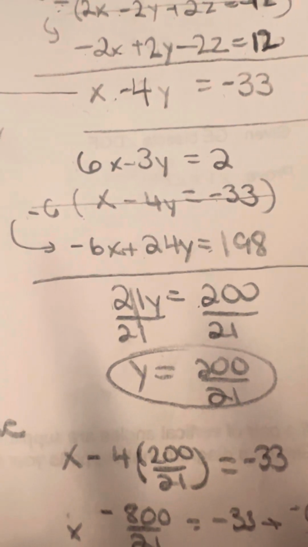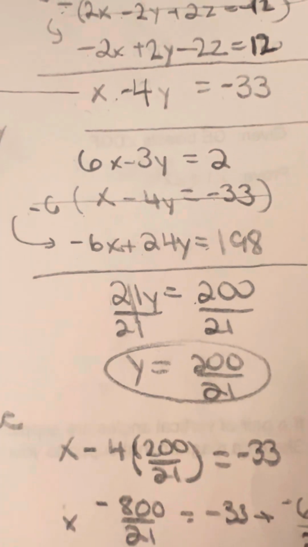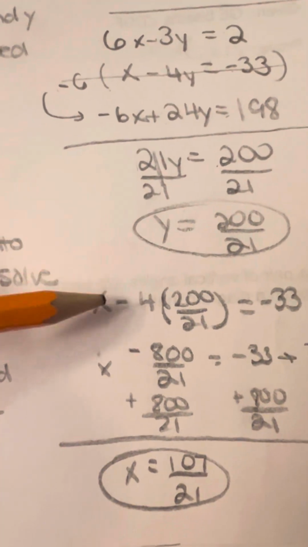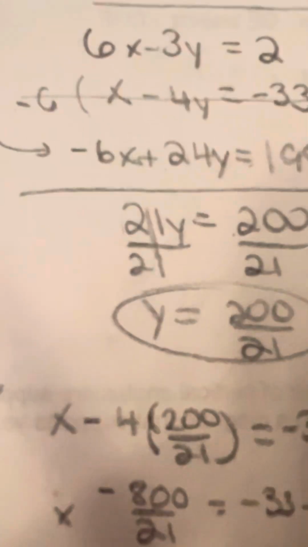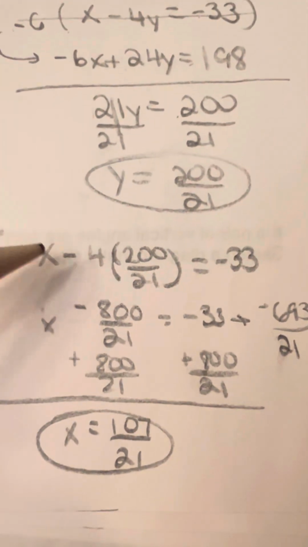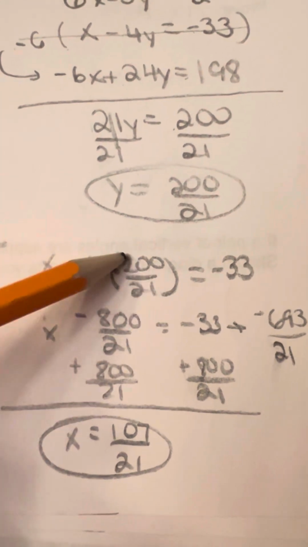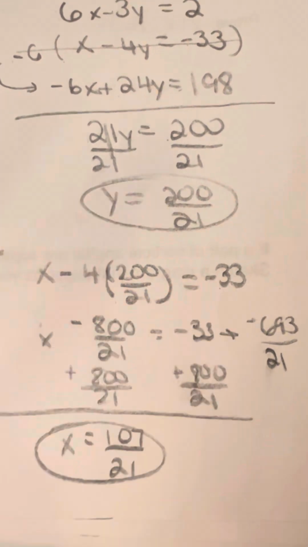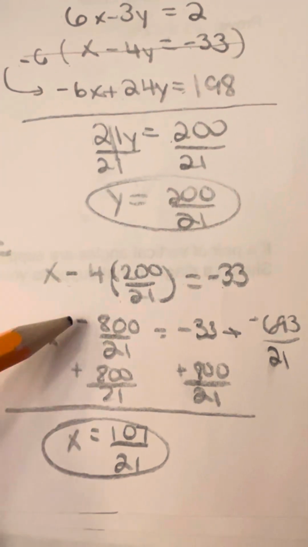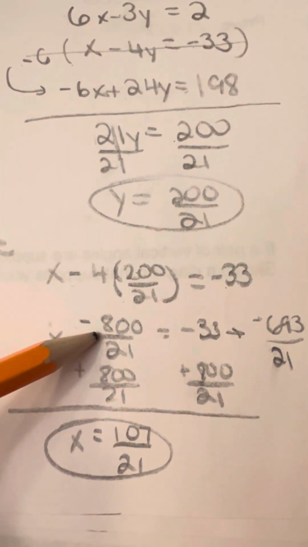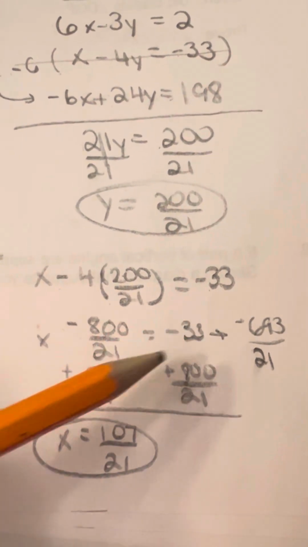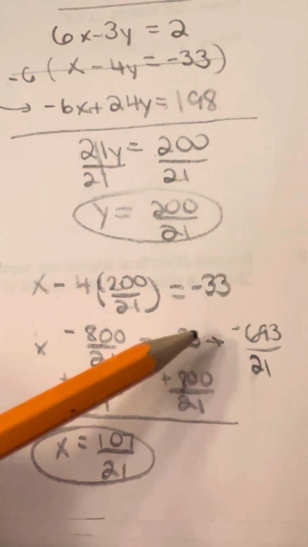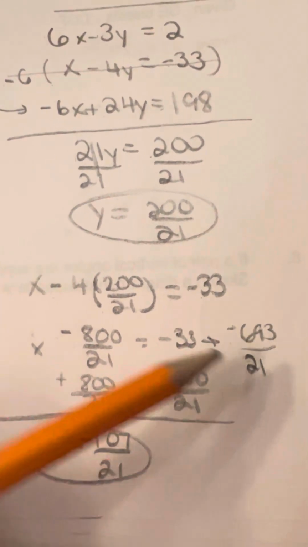Now I'm going to go into the second equation without z, which would be your fifth equation. That's this equation right here. And using that y value that we just got, we're going to sub it in right there. So x minus 4 times 200 over 21 equals -33. We solve that, we get this times this is -800 over 21. And then I changed the -33 to 21sts. So I multiplied 33 times 21, and I got -693 over 21.